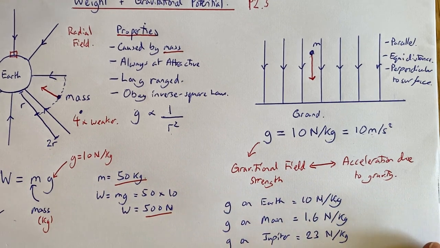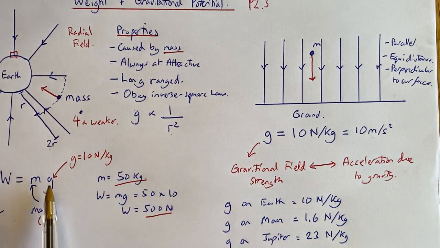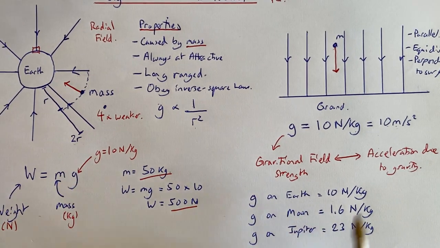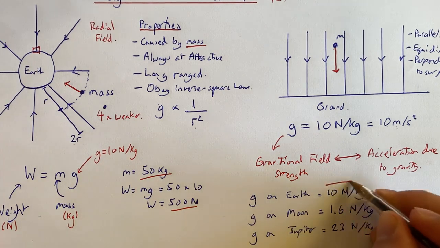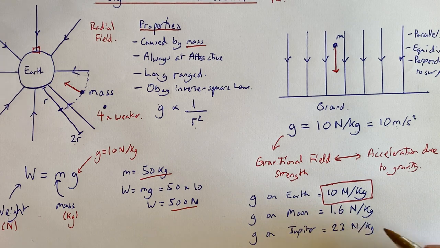So if I was working out the weight of an object on a different body, like the moon or on Jupiter, then I'd have to use a different G. But on Earth, we use 10. If I'm on a different planet or a different body, then I will use whatever number that is. But I just want to stress, you have to know this number. You have to know that G on Earth is 10. You don't have to know it for anything else.